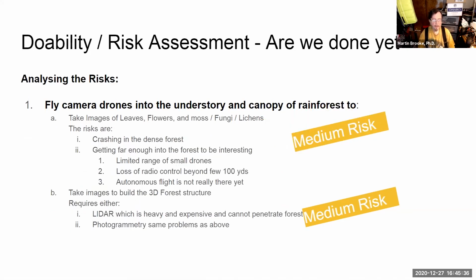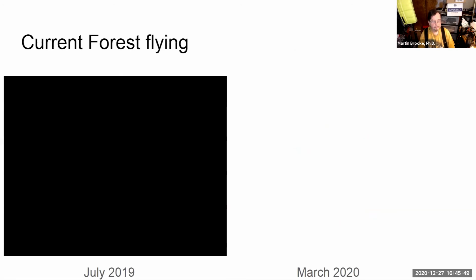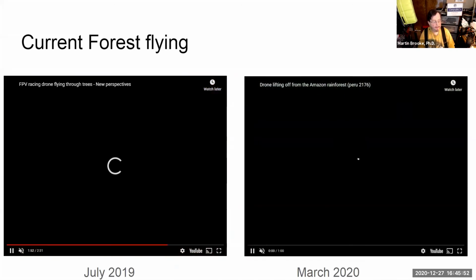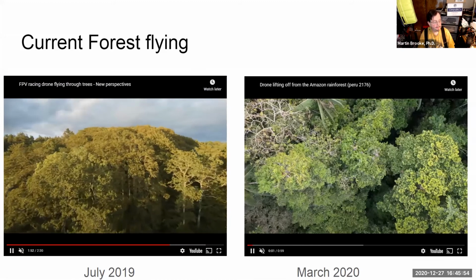The problem is nobody flies in the forest currently. There are many problems with this which we need to solve. Currently, you mostly see folks flying above forests or along rivers. Here's some videos of both these examples.